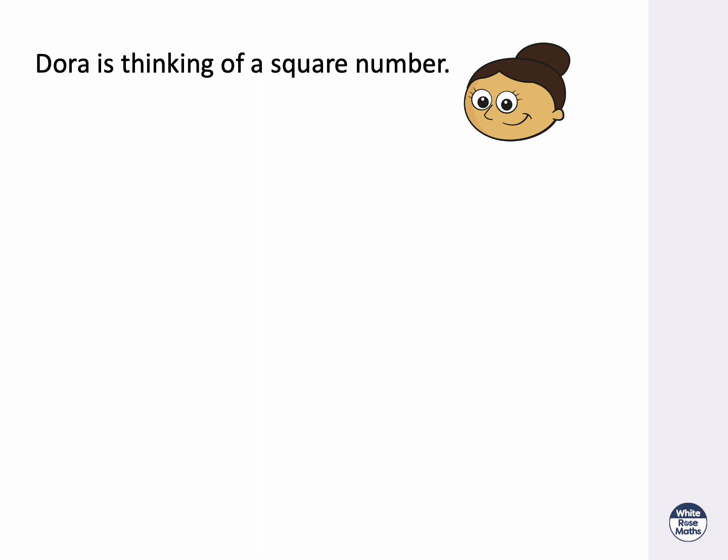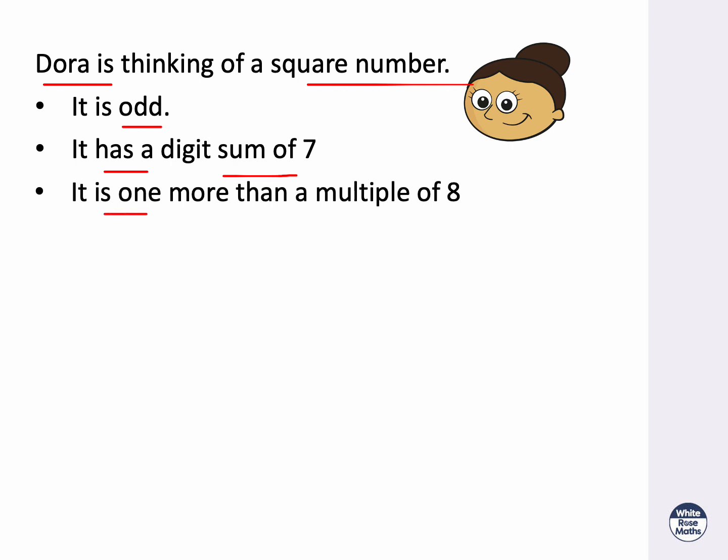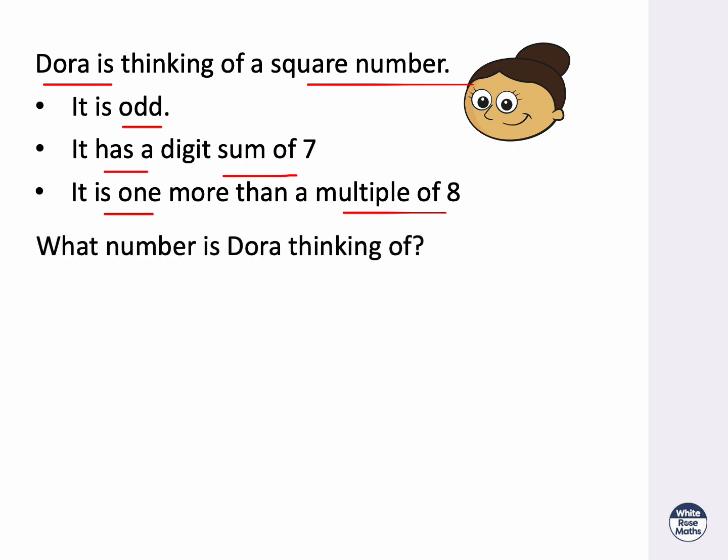Okay, so the next section. Dora is thinking of a square number. It is odd. It has a digit sum of 7. It is 1 more than a multiple of 8. What number is Dora thinking of?